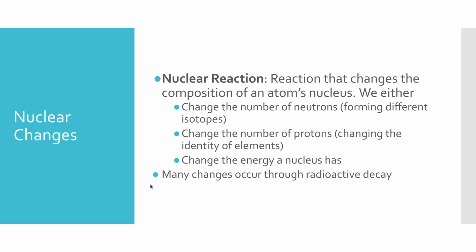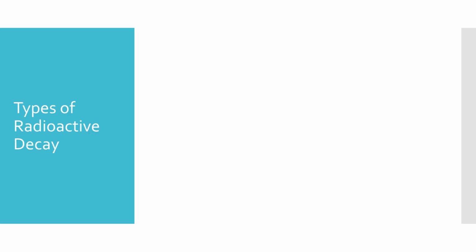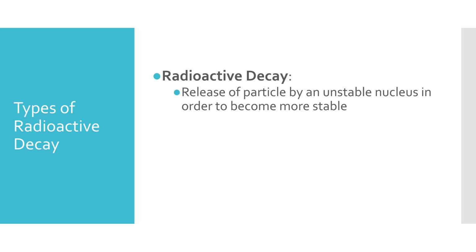Many changes occur through something called radioactive decay. And you might ask, what is radioactive decay? Well, let me tell you. Radioactive decay is the release of particles by an unstable nucleus in order to become more stable. There are three types that we are going to consider.